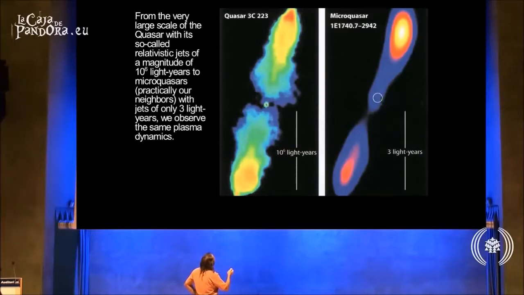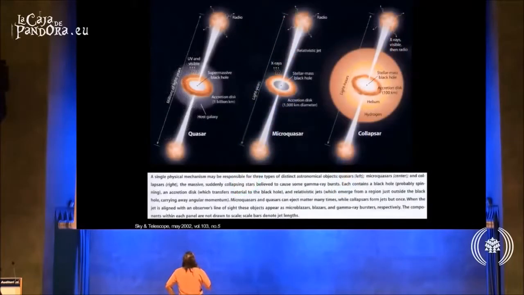Now this is a microquasar. Those are found inside galaxies. And again, you get these vortices, but now it's 3 light years long. So, the same dynamics in each fractal function.